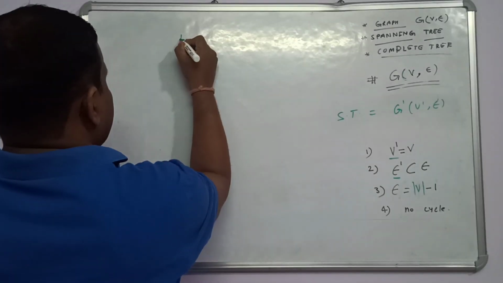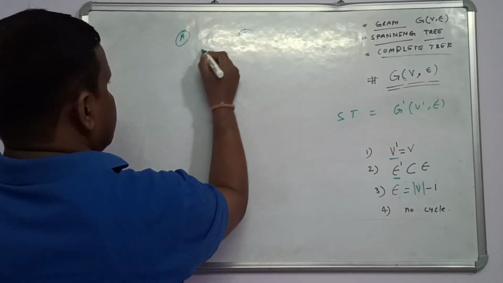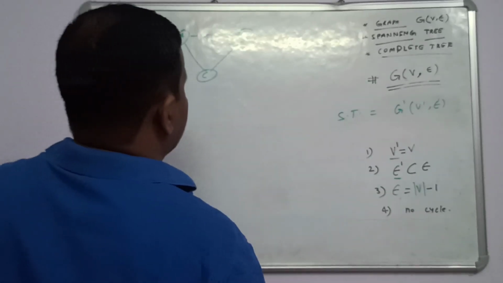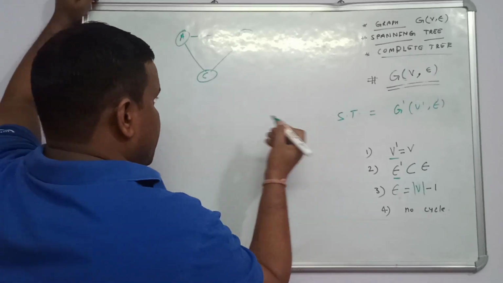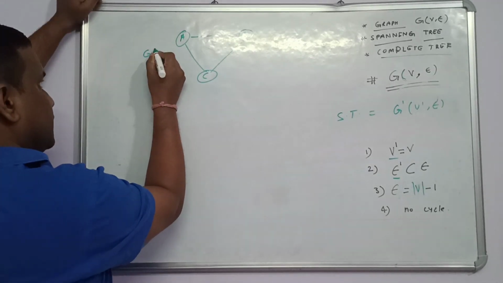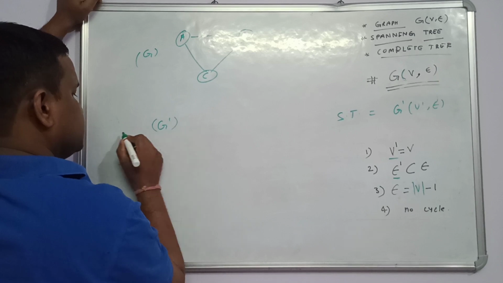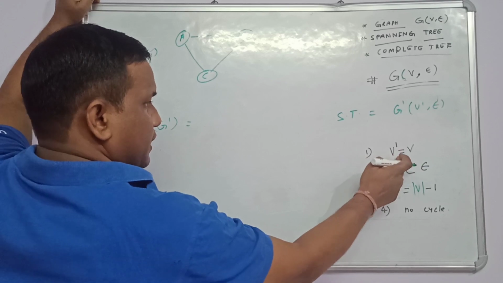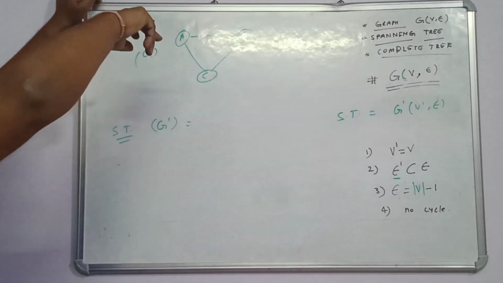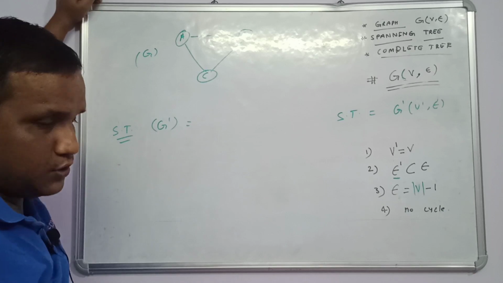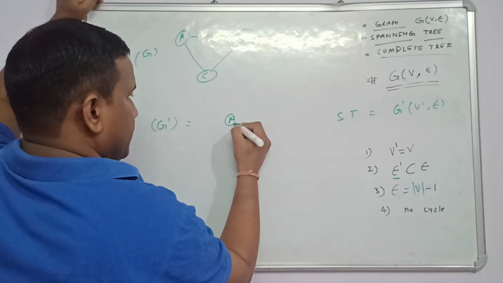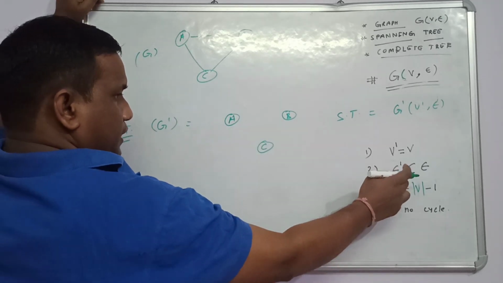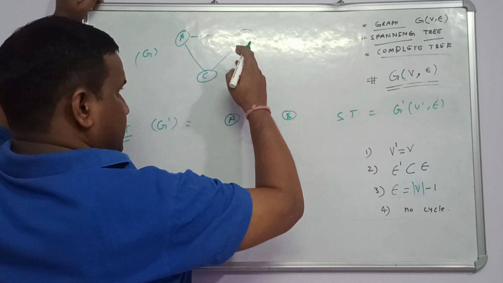So let's suppose we have a given graph A, B, C. Okay, this is the graph given to us. Now form a spanning tree out of this graph. This is a graph. Now we have to find out G dash, that is spanning tree. Okay, fair enough. So we must take the number of vertices which is already existing in our actual graph, and it will be the same. That will be A, B and C. Okay, edges should be a subset of actual edges in actual graph.